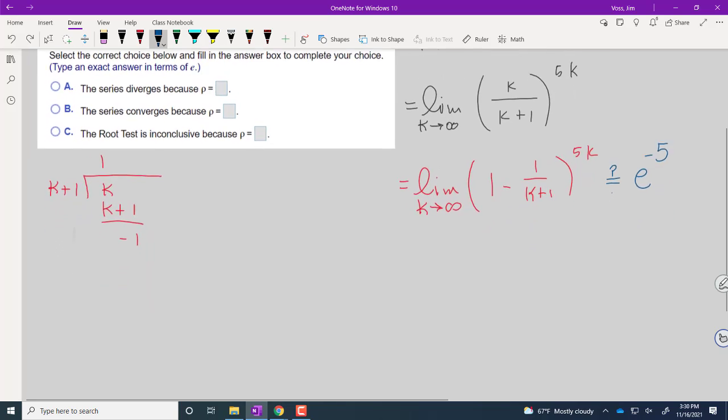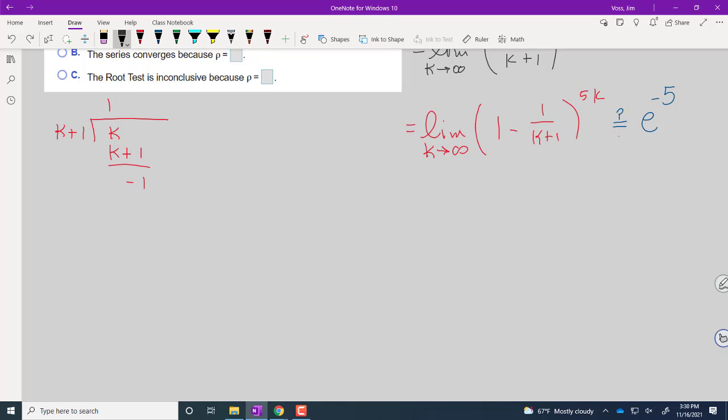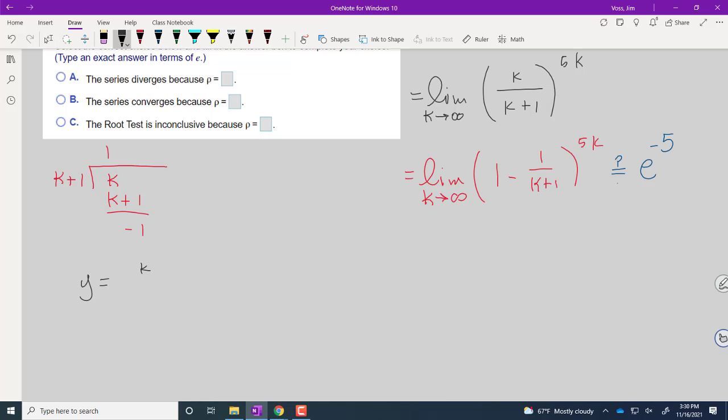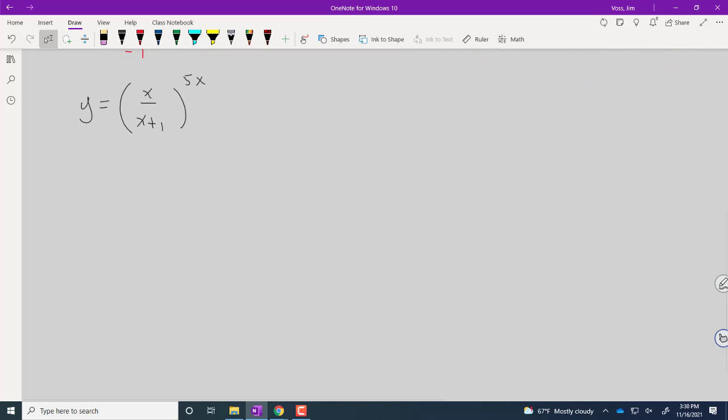So let's check. So we take our function, which was k over k plus 1. Let's change it to x's. So we have x divided by x plus 1 all to the 5x. So there's our function. Log limit of both sides. So we're going to take the log of the limit of y. That's going to be the limit of the log. And over here, when we take the log, we're going to pull down the exponent. So we have this.